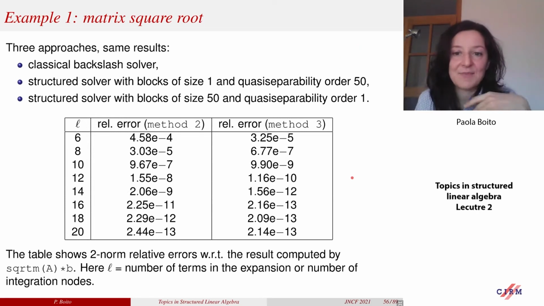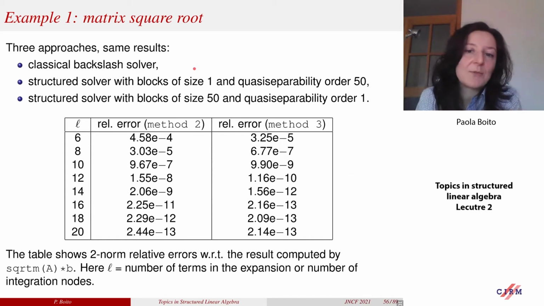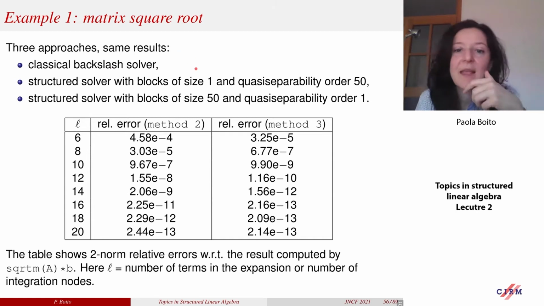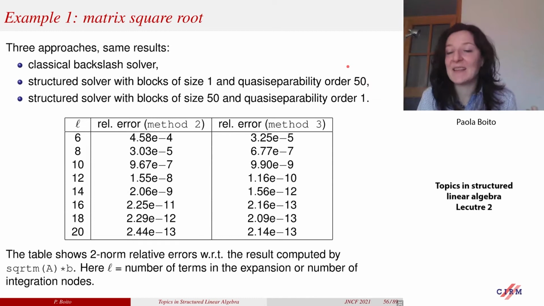And here are the results from this efficient implementation for quasi-separable matrices. There are several approaches we can take. Well, one of these is the classical backslash solver in MATLAB. So this is basically the pivoted Gauss method. We can apply the structured solver just described with blocks of size 1 and quasi-separability order 50. Okay, so we take the matrix as being banded with bandwidth 50. Or we can take the quasi-separable structure with blocks of size 50, and then the quasi-separability order will be 1 because the matrix is block diagonal. And in all cases, we get essentially the same results. So we're happy with the accuracy of the method.